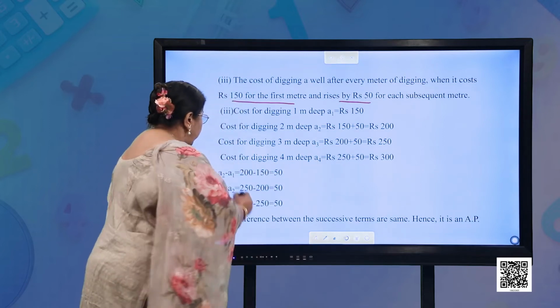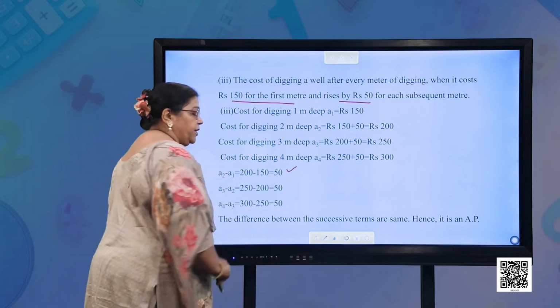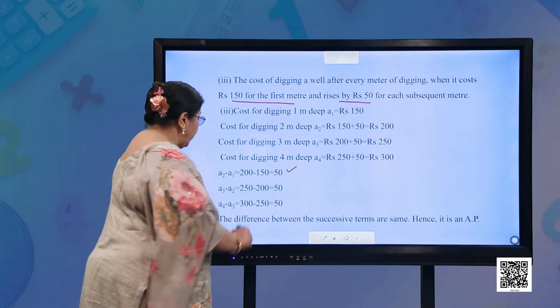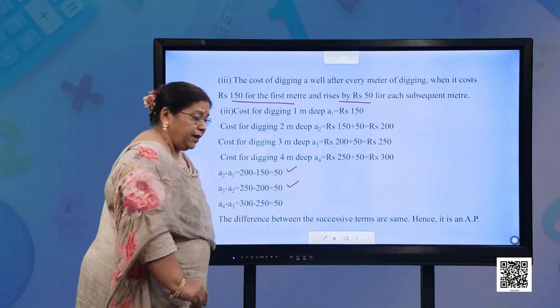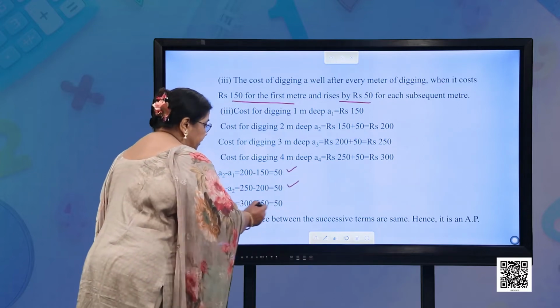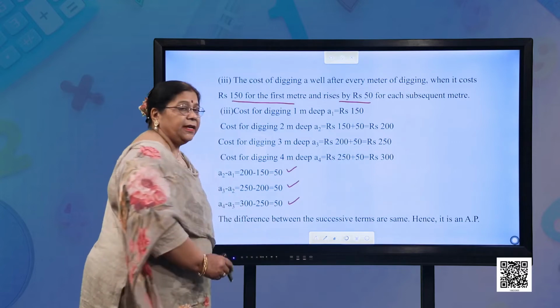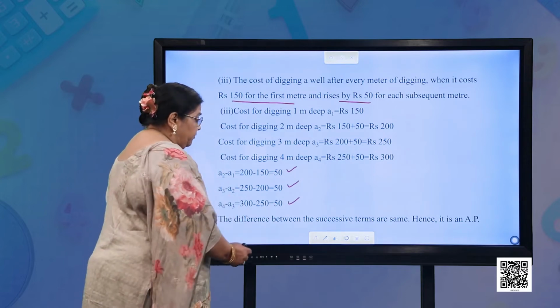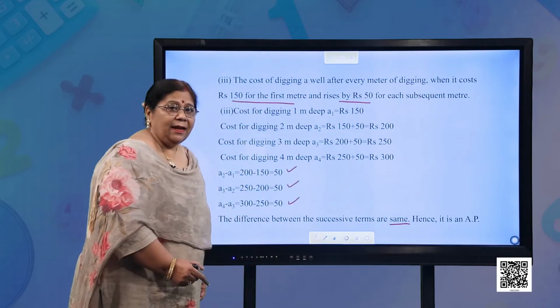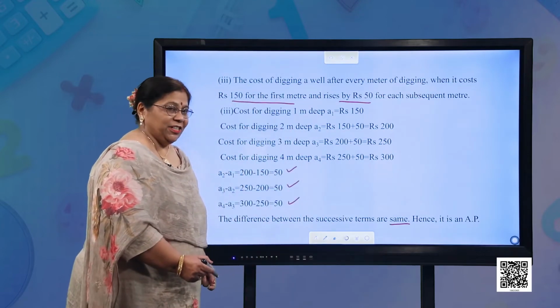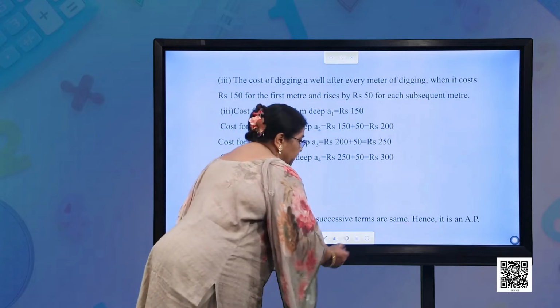Just observe, A2 minus A1 is 200 minus 150, that is 50. A3 minus A2 is 250 minus 200, that is again 50, and likewise A4 minus A3 is 300 minus 250, that is 50 rupees. The difference between the successive terms is the same, hence it is an AP, arithmetic progression. Let us see the next.